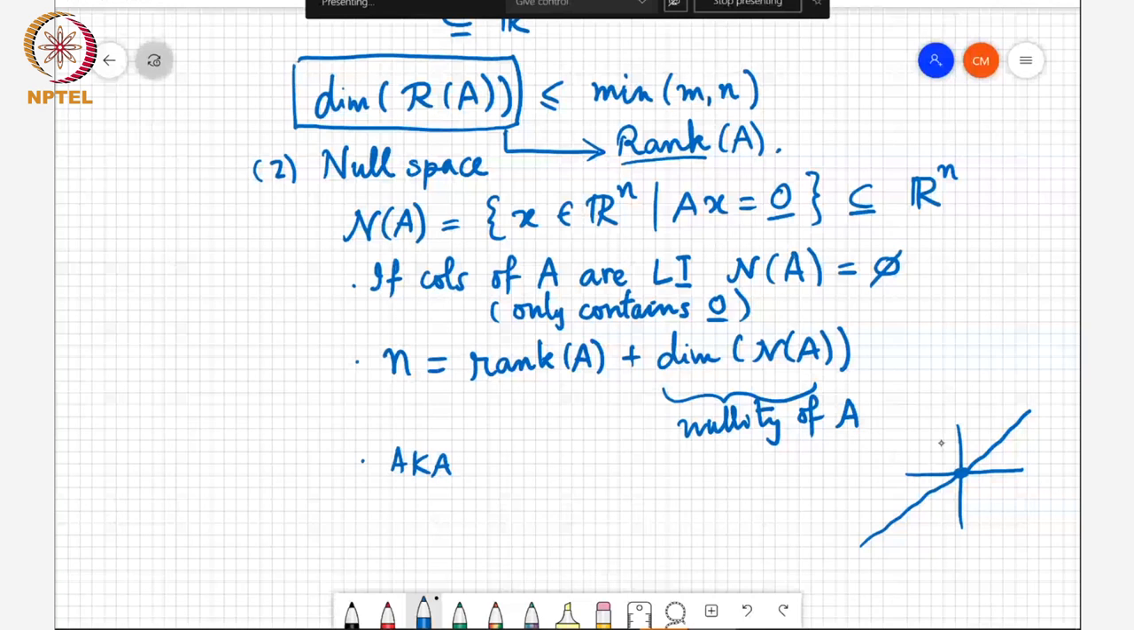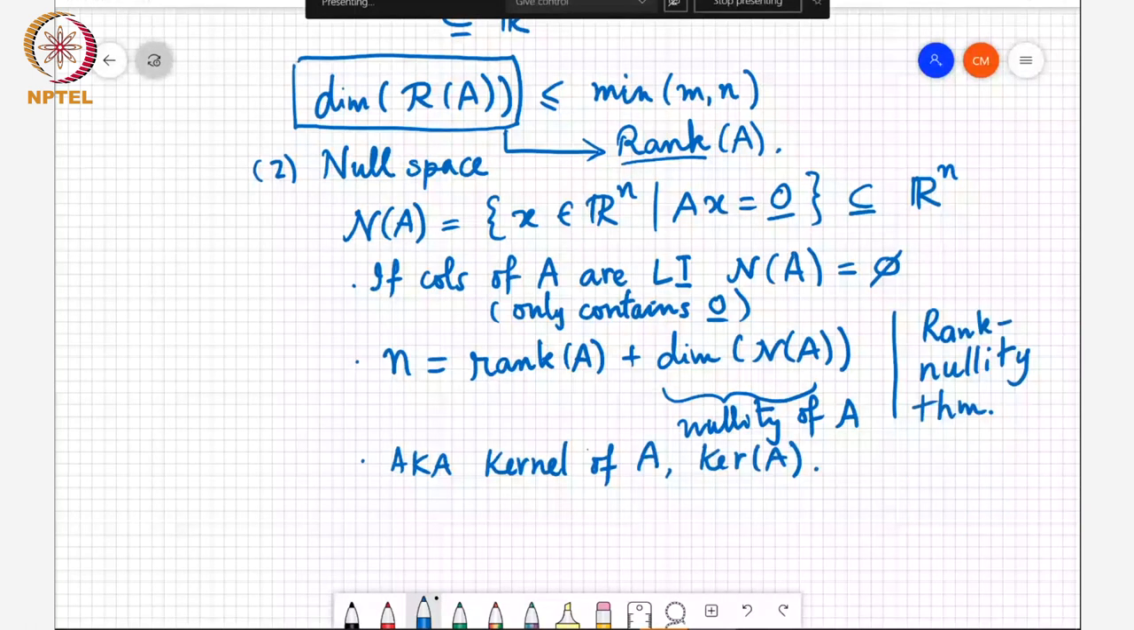This is also known as the kernel of A. So this dimension of the null space of A is also called the nullity of A, and this result is called the rank-nullity theorem. Before I define the other two subspaces associated with a linear transform, I need to define the notion of orthogonal complement subspaces.